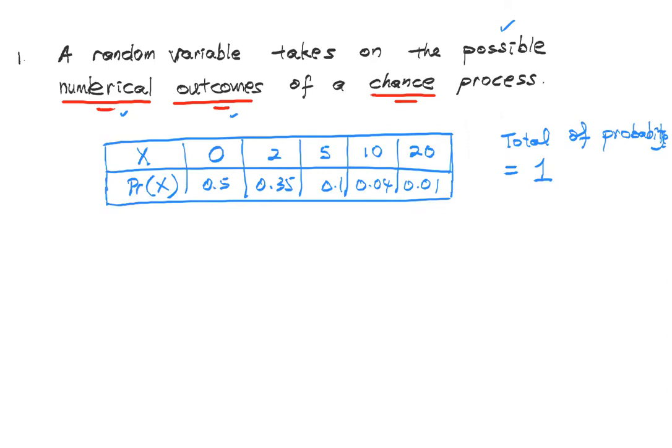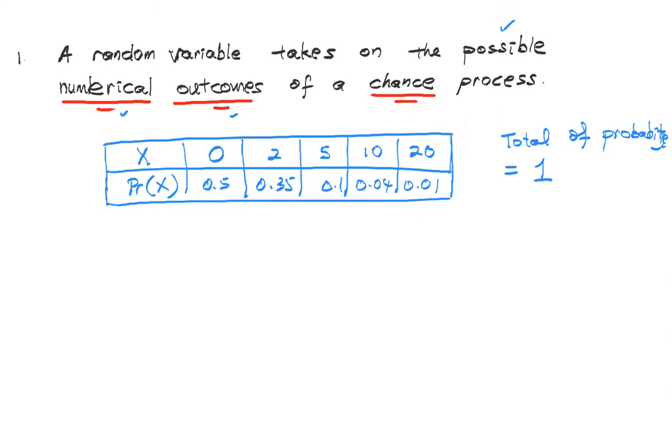Clear? So now you know what a random variable is. It must be a numerical outcome. There are situations whereby it is not a numerical outcome, so later we will talk about it. We will try to use numbers to represent it so it becomes a numerical outcome. Clear? That will be in the later part of the chapter.